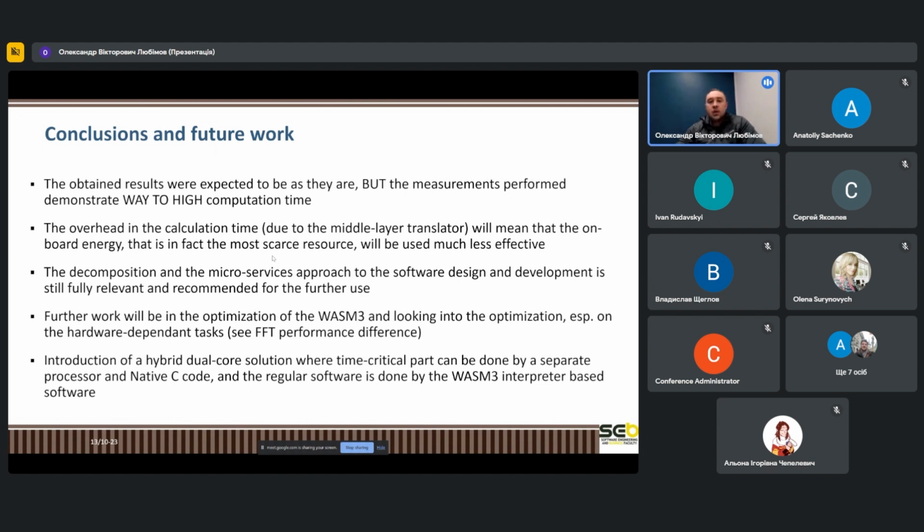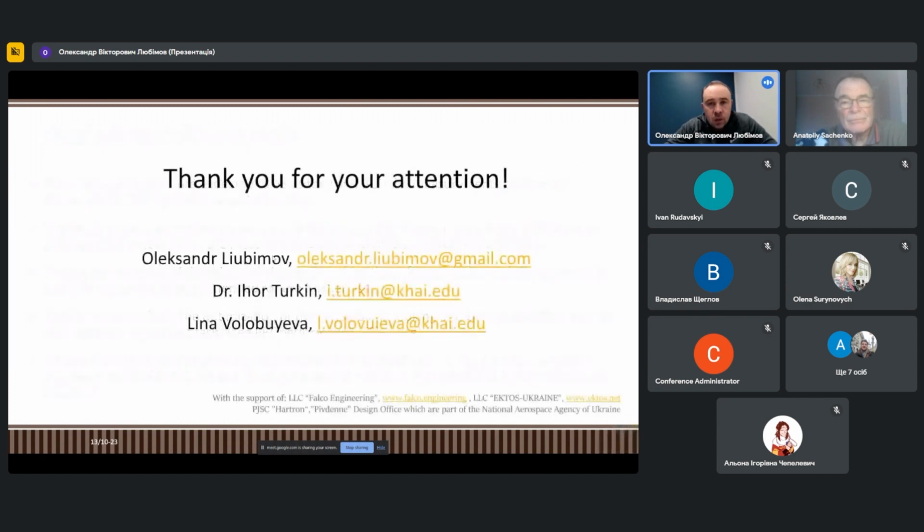However, our idea and our future work will be related to introducing a dual core solution, splitting time-critical and calculation-heavy algorithms to be done in a smaller real-time processor, and then keeping the bigger processor using containers for simpler business, I would say communication tasks and so on, still in the interpreter-based implementation. That's all from me for today. I will be happy to answer your questions.